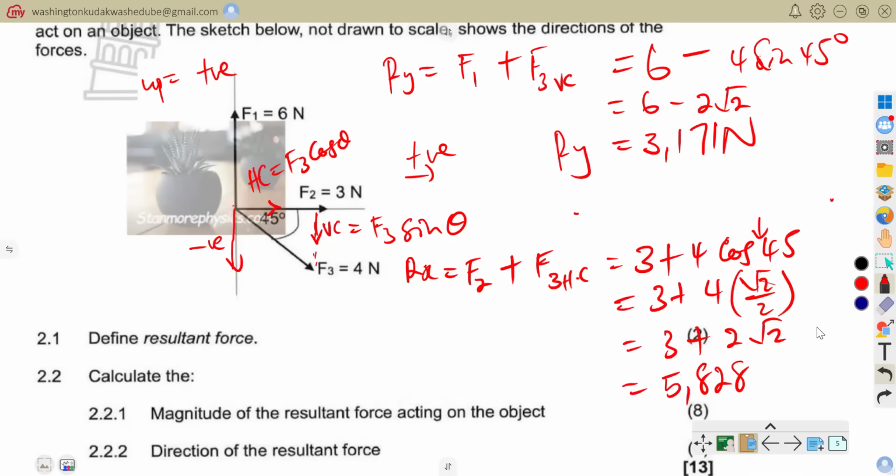Now we want the overall resultant, which we calculate by saying what?